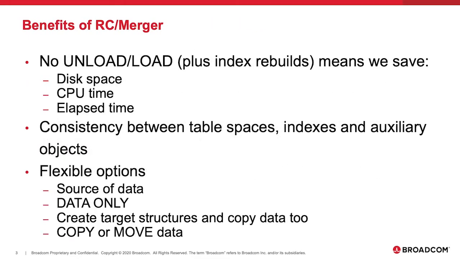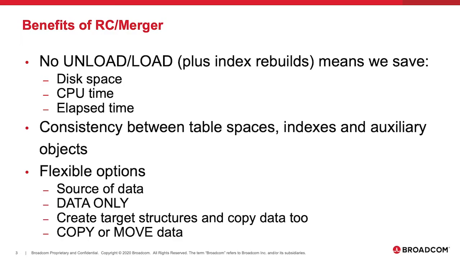Because we're not having to perform potentially lengthy unload and load processing, which would include index rebuilds, the RC Merger solution of copying table spaces and index spaces together means that we save intermediary disk space as well as CPU and elapsed time. Plus, this method ensures consistency between our table spaces and their indexes and any auxiliary objects like LOB table spaces, so there is no need to run additional check utilities, which again saves time and resources and potentially some stress in having to resolve any inconsistencies.